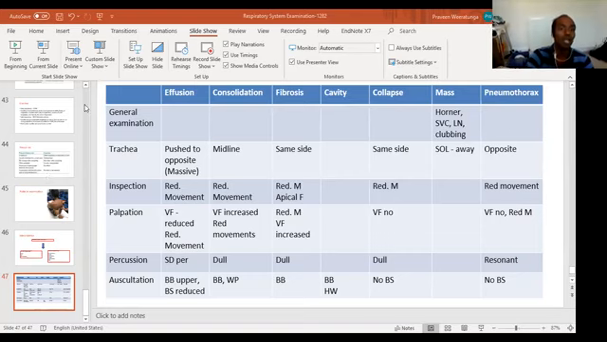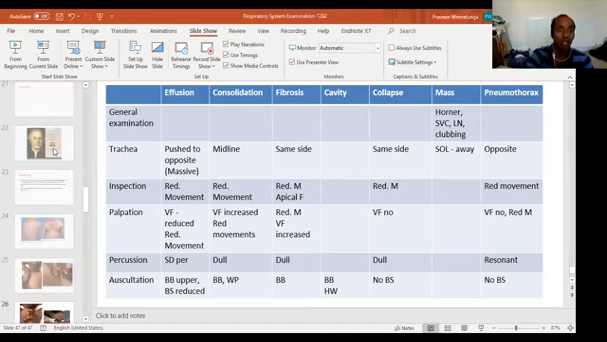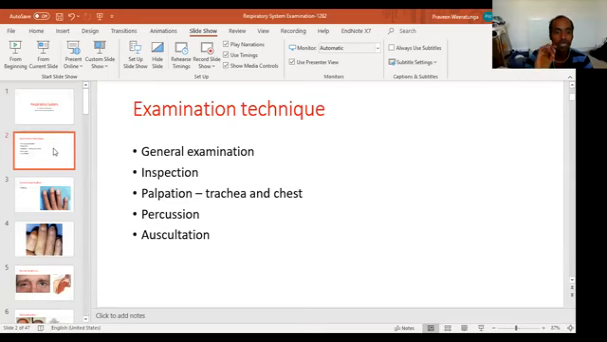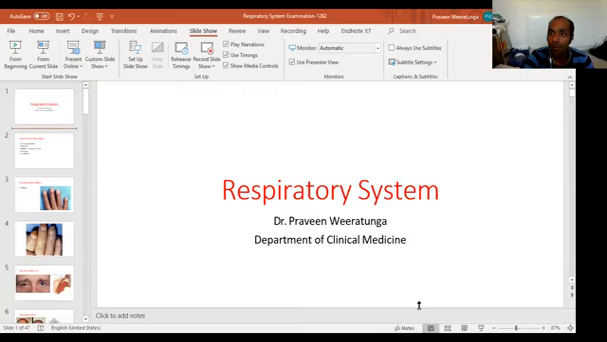Okay, so that's it then for today. We have discussed interpretation of physical signs and examination technique of the respiratory system. So further questions, please ask.